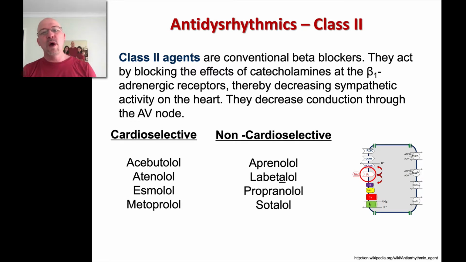So class 2 are the beta blockers, and there are two types of beta blockers. There are cardioselective, and cardioselective only block the beta 1 receptors that are in the heart. Non-cardioselective also block the beta 1 receptors in the heart, but additionally, they block the beta 2 receptors in the lungs. So if you're looking at something like alprenolol or sotalol or propranolol or drugs like that, you shouldn't be giving those to asthmatics and COPD patients because those are people who are having trouble with bronchodilation and you're blocking their ability to bronchodilate.